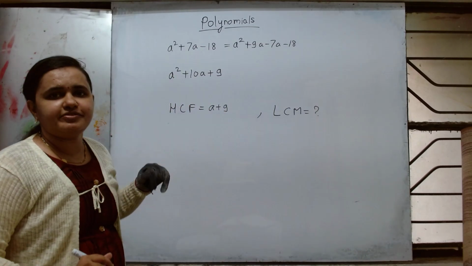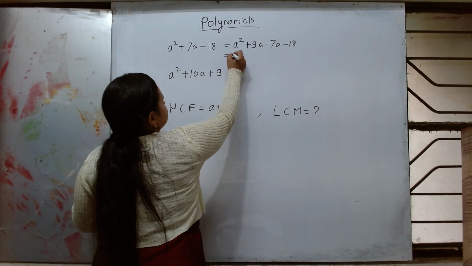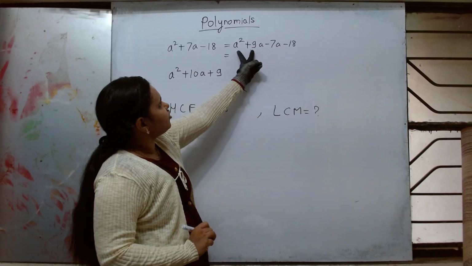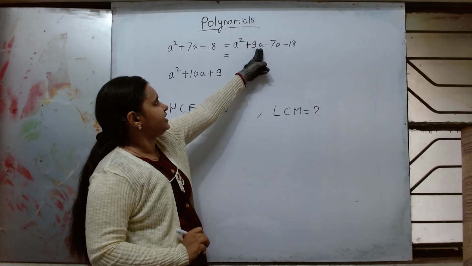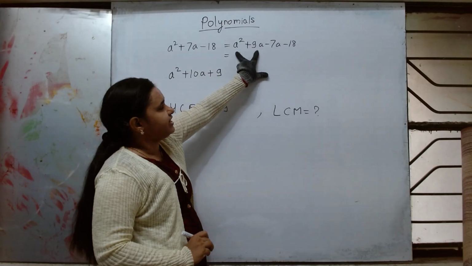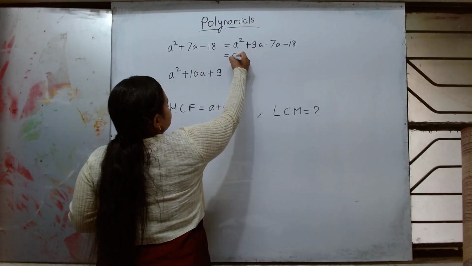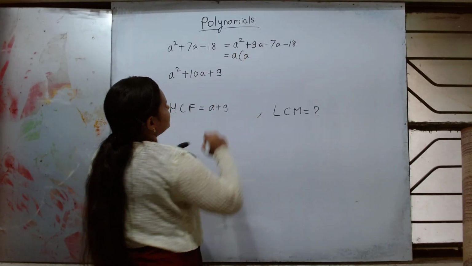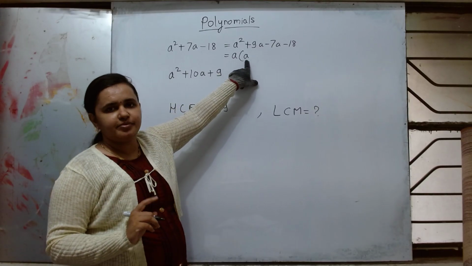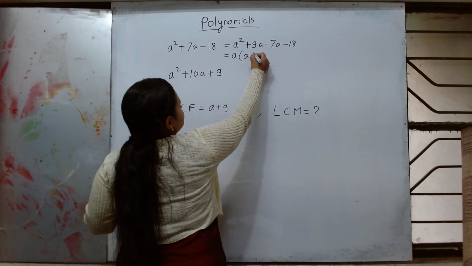Understood how to calculate factors? Now from these first two terms, what is common? Here there is a, here is a square. So we can take just one a common. So it will be a, and in the bracket, I have taken one a common, and in the bracket it will be a plus 9.